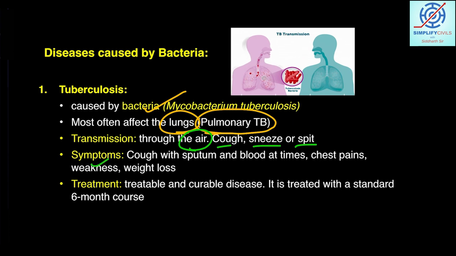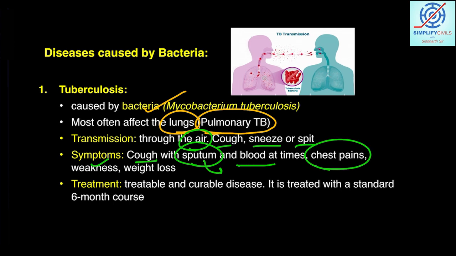Symptoms include cough with sputum. Sputum is whatever cough and saliva is coming out of the individual. Blood at times, chest pain. So cough with sputum and blood. Whenever a person is coughing, maybe sputum comes up, or blood can also come up sometimes. Chest pain, weakness, weight loss, all these can be the symptoms of tuberculosis.